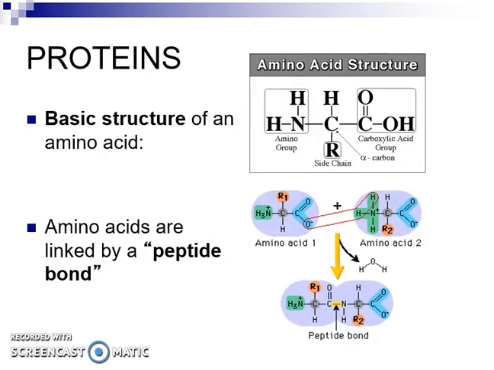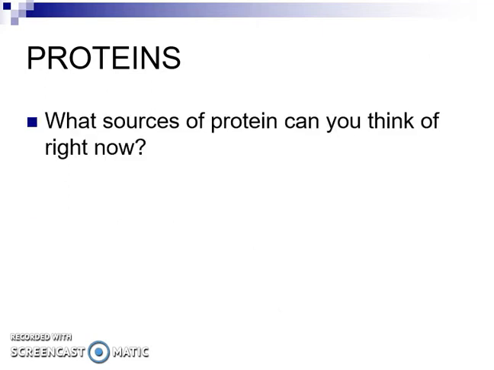The basic structure of an amino acid you can find at the top right. Very confusing, but don't worry about that. That's higher levels of chemistry and biology. The amino acids are linked by peptide bonds. So we could call it a polypeptide chain as another way of saying enzyme or protein, for the easy generic name. What sources of protein can you think of?